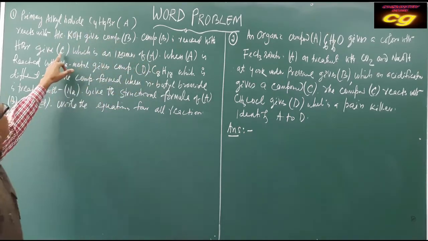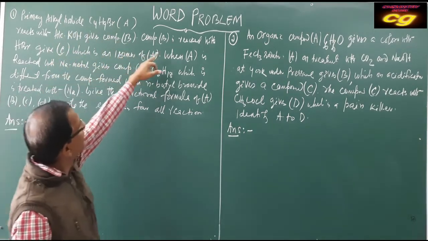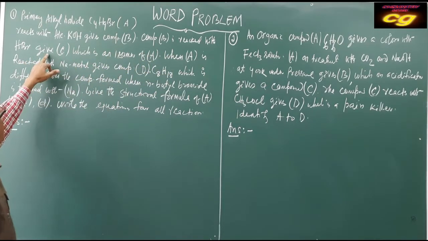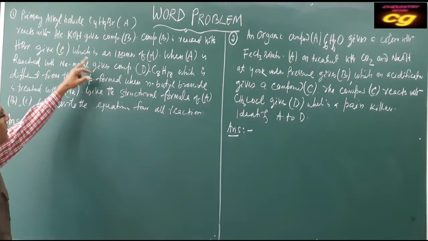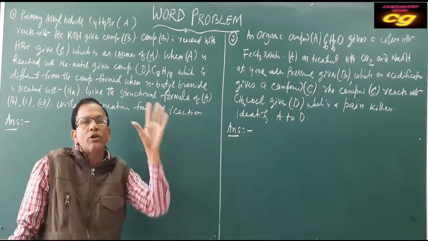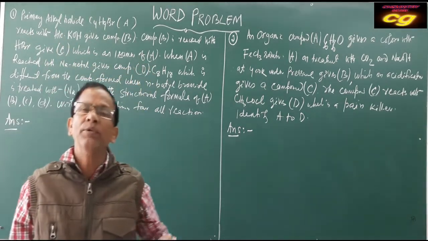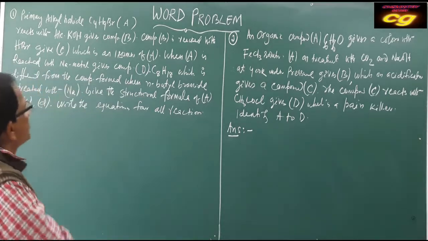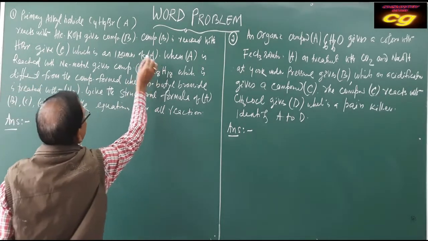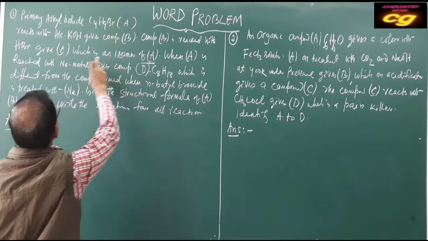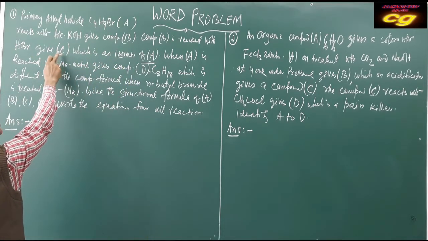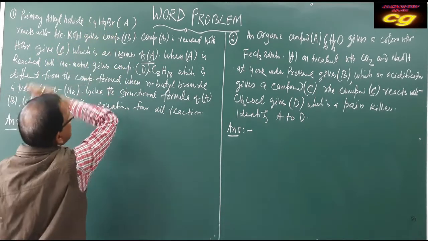B reacts with HBr and gives C. So C is the isomer of A. That means A is not primary. A may be secondary or tertiary; we have to see these things. Okay, C is also a haloalkane, and A is also a haloalkane.